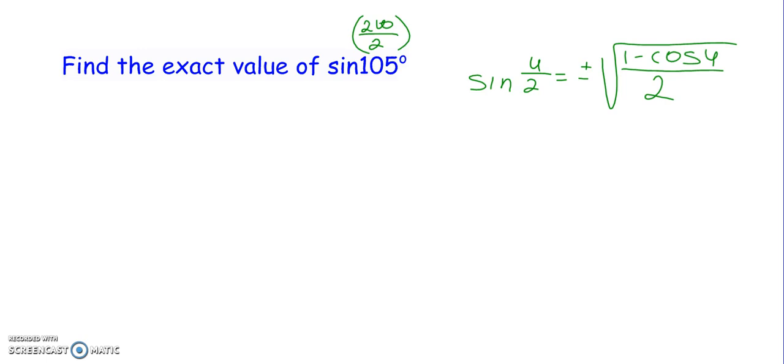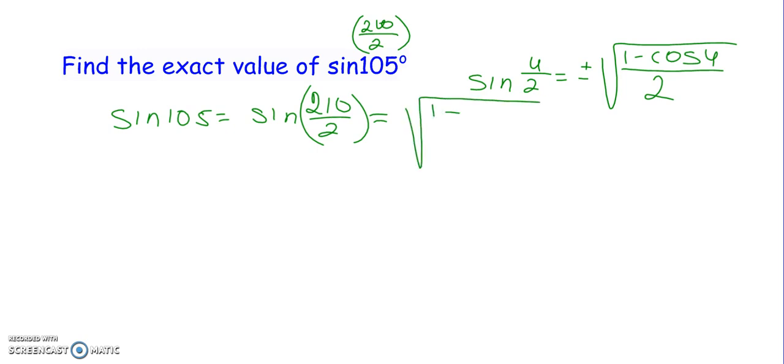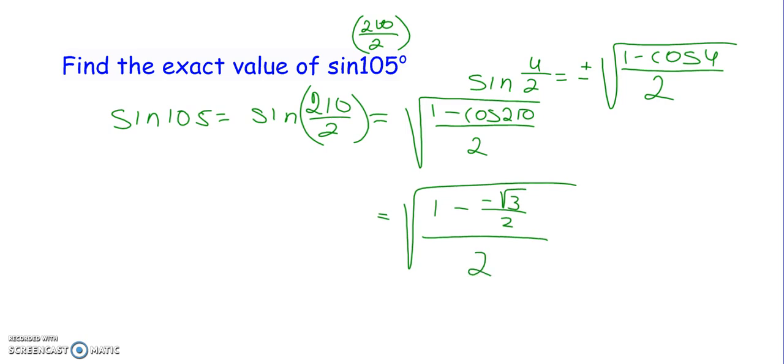The way I'm going to rewrite this sine 105, because 105 isn't on the unit circle, I'm going to instead think of it as 210 over 2. And then I can use this half angle formula, the square root of 1 minus the cosine of 210 over 2. Now, I do know the cosine of 210. The cosine of 210 degrees is negative radical 3 over 2. So this would read out square root 1 minus negative radical 3 over 2, divided by 2.